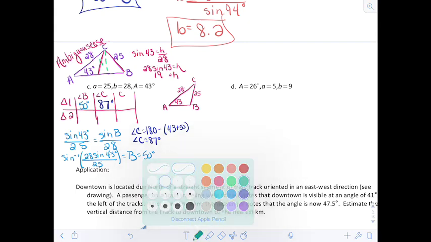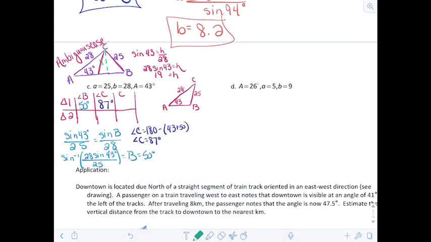So then the last thing we have to find is side C. So now that we know we have 87 degrees at the top, we can do the sine of 87, which is angle C, over side C, and then we can still do the sine of 43 degrees over 25. And when we solve for C, we're going to get 25 times the sine of 87 over the sine of 43. And side C is going to be 36.6. So 36.6 is that side. Okay.